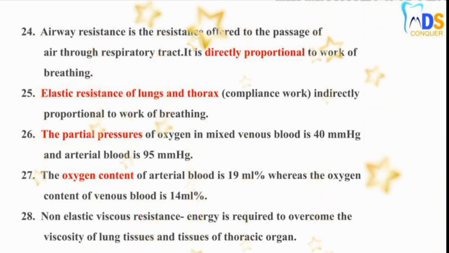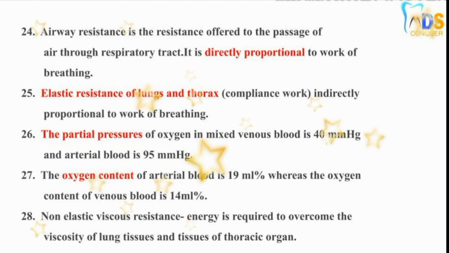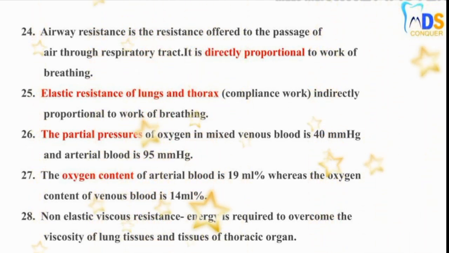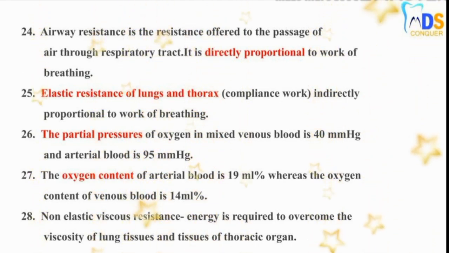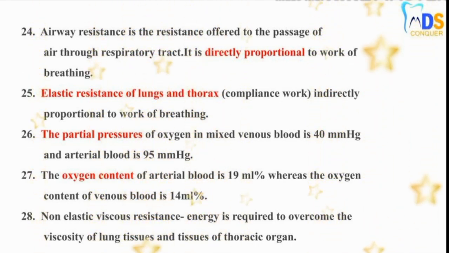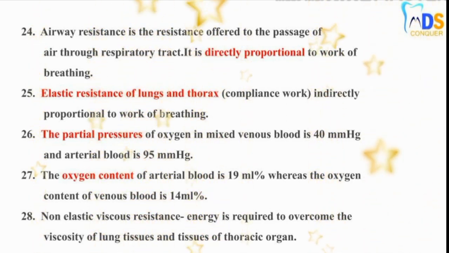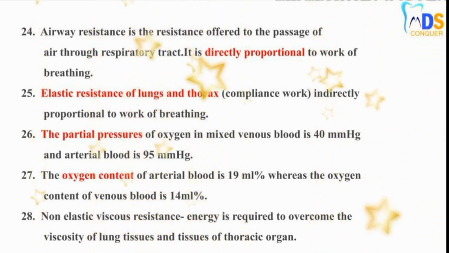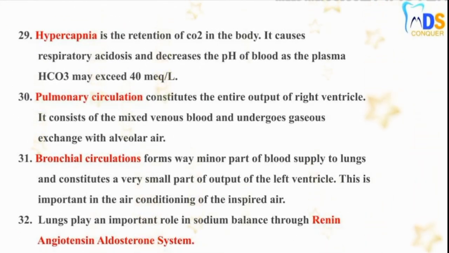Number 26. The partial pressures of oxygen in mixed venous blood is 40 mm of mercury and arterial blood is 95 mm of mercury. Number 27. The oxygen content of arterial blood is 90 ml%, whereas the oxygen content of venous blood is 14%. Number 28. The non-elastic viscous resistance is the energy required to overcome the viscosity of lung tissues and tissues of thoracic organ. Number 29. Hypercapnia is the retention of carbon dioxide in the body.